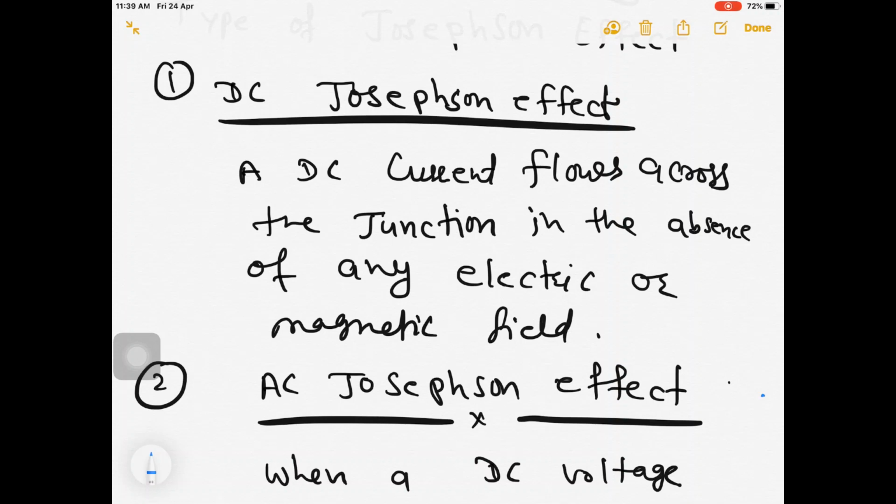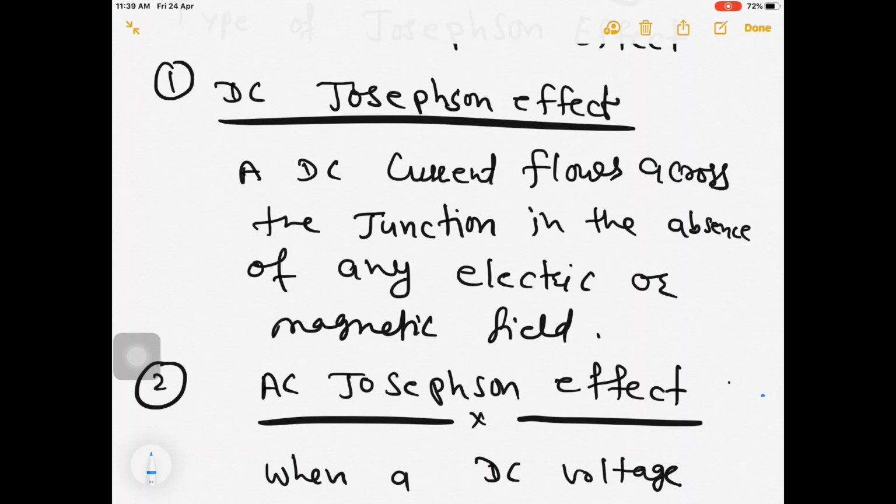Hello, my name is Ashish Sharma, and in our last lecture we discussed the Josephson effect and its types. I have already introduced the DC Josephson effect and the AC Josephson effect, and in this lecture we will discuss both types of Josephson effect in detail. Okay, so first is the DC Josephson effect.